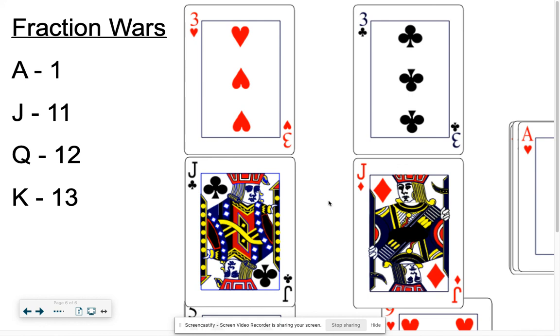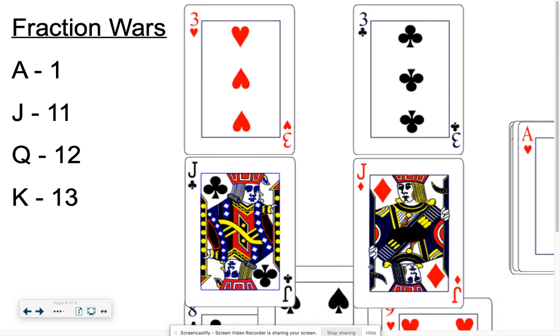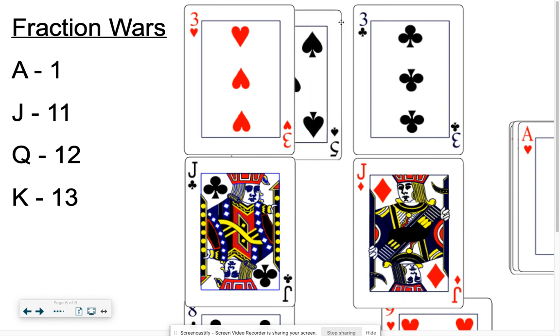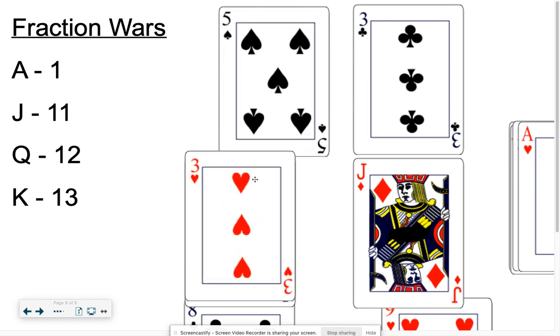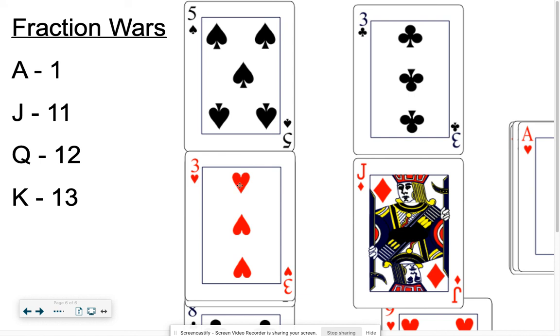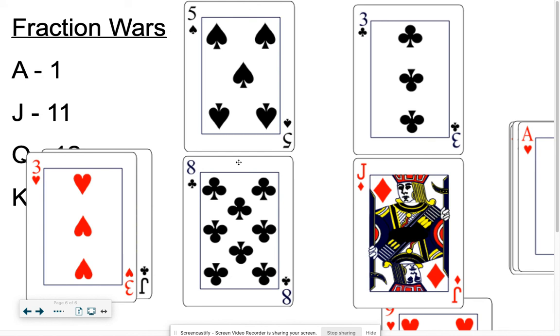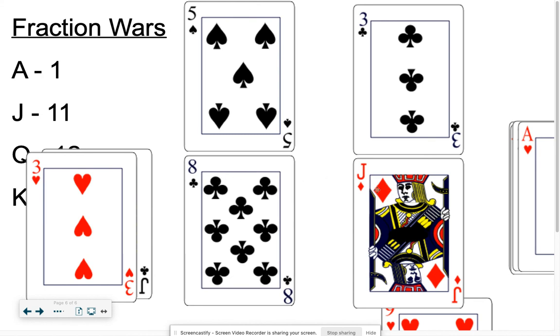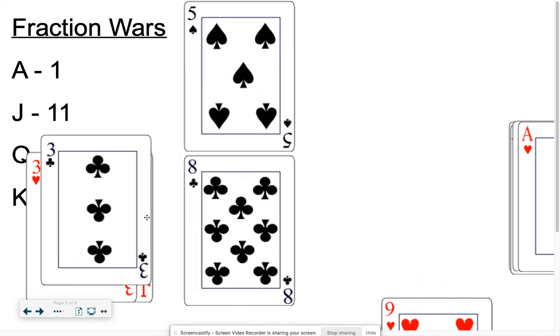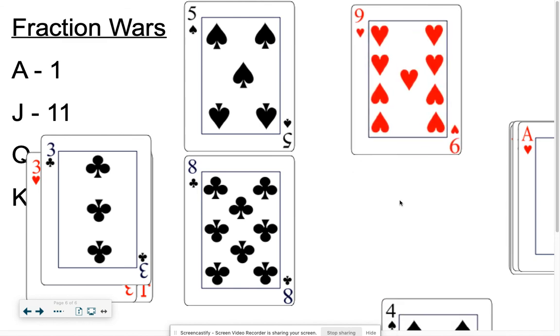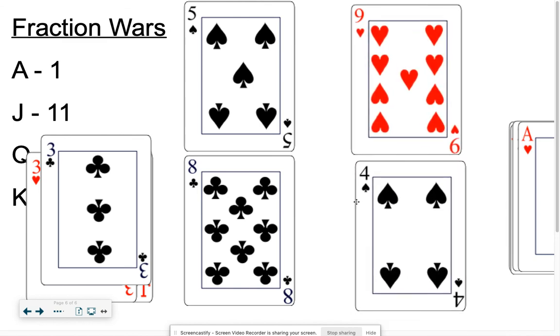We have what's called war. War is when both players have an equal amount of the fractions. So, what you then do is you draw your very next card. It's going to go on the bottom, so I'm going to pull it up. We get a 5. We're going to just move these off to the side. And we get an 8 on this side. We'll just pile these all up. And this player gets a 9 and a 4.